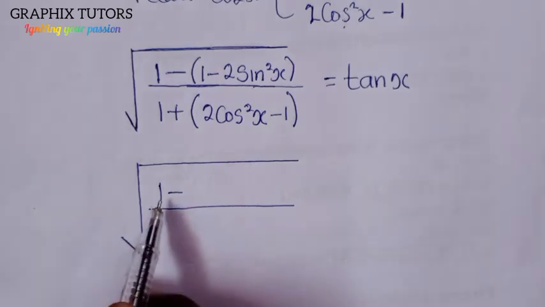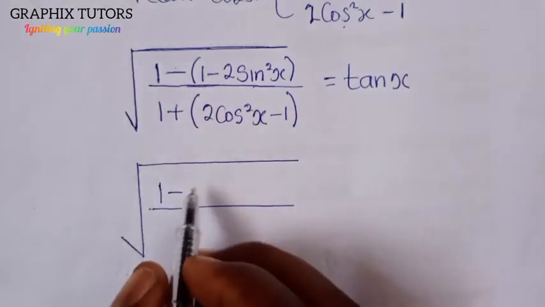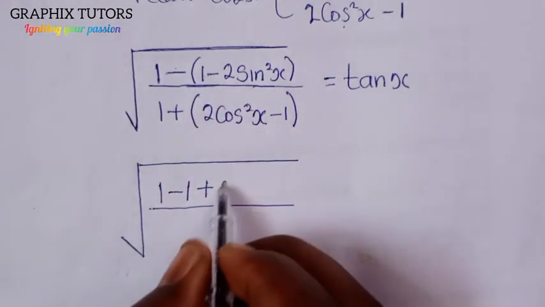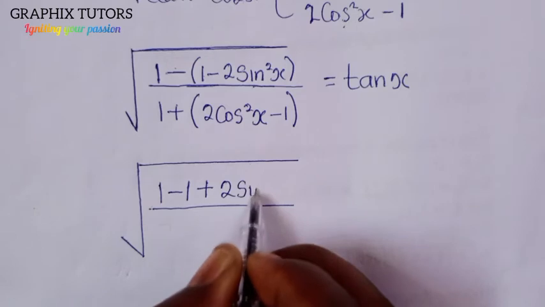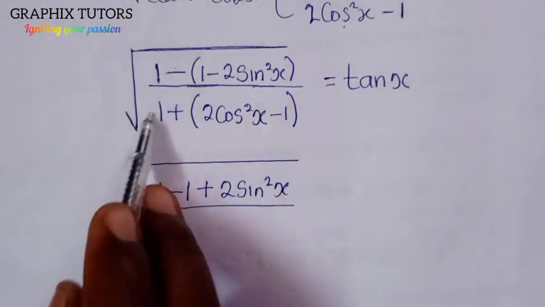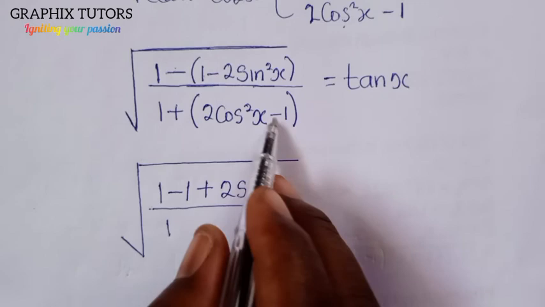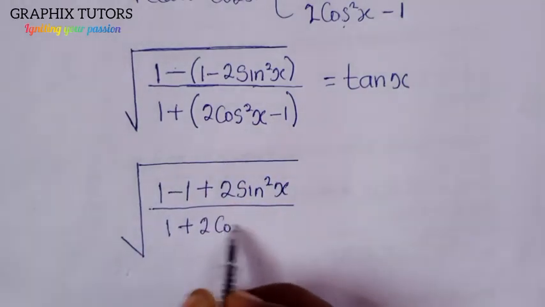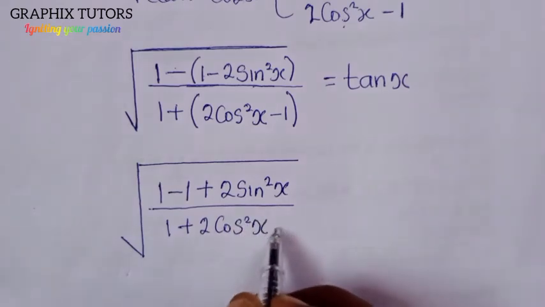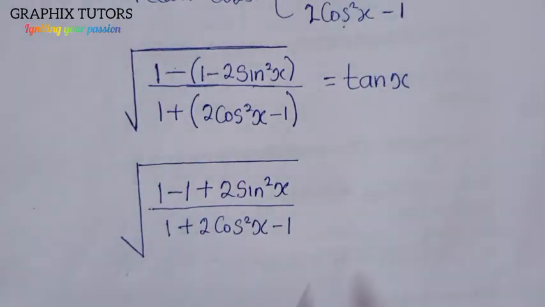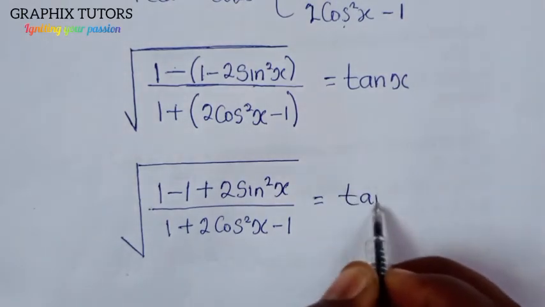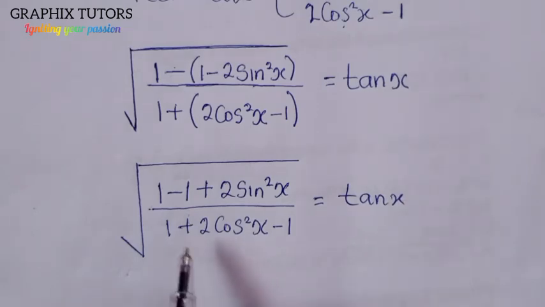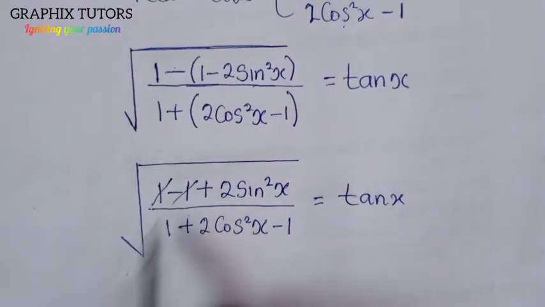We have the square root of 1. Minus times 1 will give you minus 1. Minus times minus will give you plus. And we're left with what? 2 sine square x. The same thing here, I have 1. This is plus, so there's no effect. So I'll just write it out the same way. So plus 2 cos square x minus 1, right? Equals to what? Tan x. So the aim is the left hand must be equal to what? The right hand.